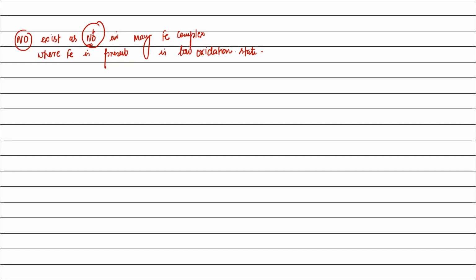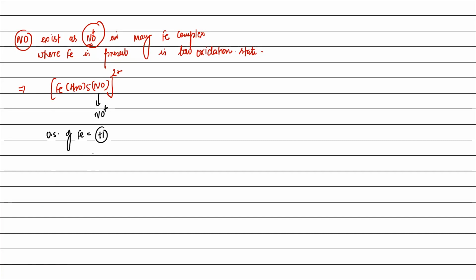For example, one of the most common examples of an iron complex in which NO exists as NO plus is the [Fe(H2O)5NO]2+. Right? In this complex, NO exists as NO plus. Then what will be the oxidation state of iron? Oxidation state of iron will be +1, right? Is it clear?